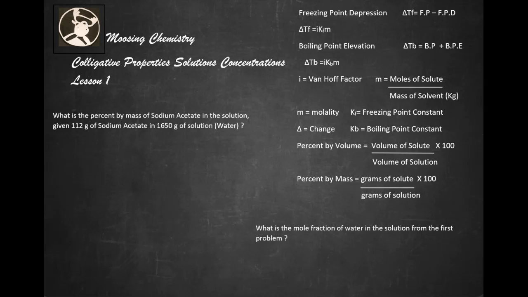This is colligative property solution concentration lesson number 1. In this problem, we're going to be using percent by mass for the first one, which is equal to grams of solute over grams of solution times 100. So what is the percent by mass of sodium acetate in the solution, given 112 grams of sodium acetate and 1600 grams of water?